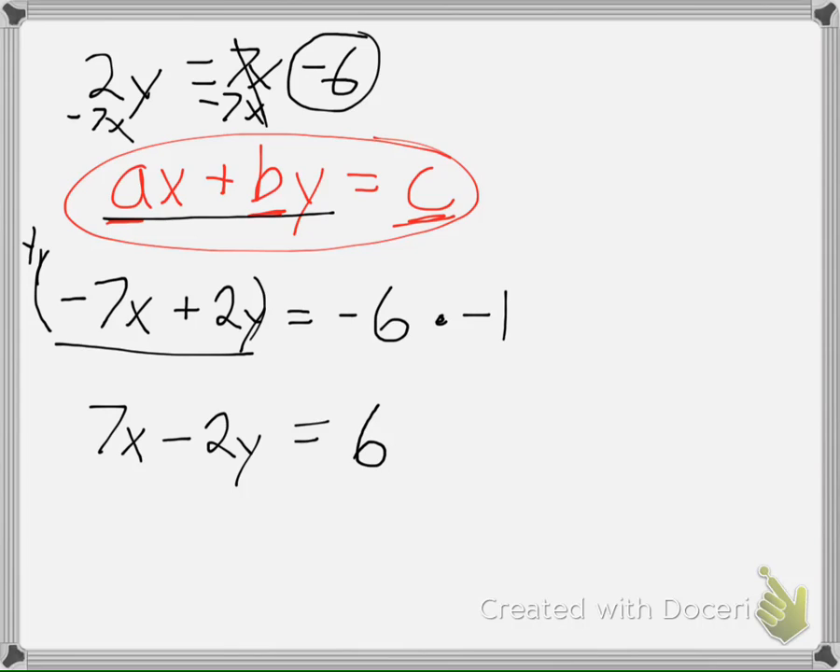All right, let's look at another one. So number 2, we have negative 3x minus 13y plus 2, equals, I forgot my equal sign in there. All right. So, negative 3x equals negative 13y plus 2.